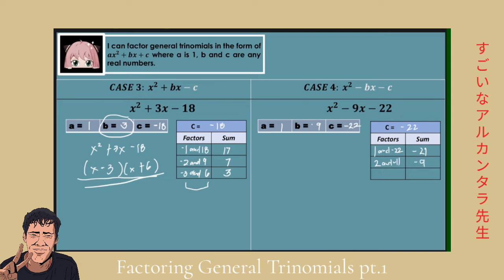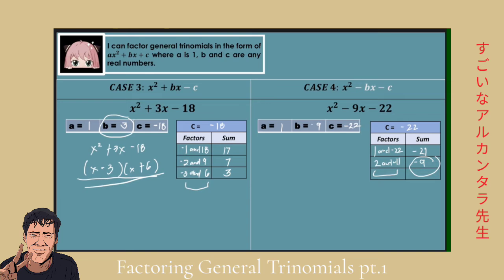So class, here's one important lesson, not just in mathematics, but also in life. Once you find what you're looking for, you can stop there. No need to overthink things. Since we're looking for negative 9 as the sum, we should stop here already. No need to continue. Okay?